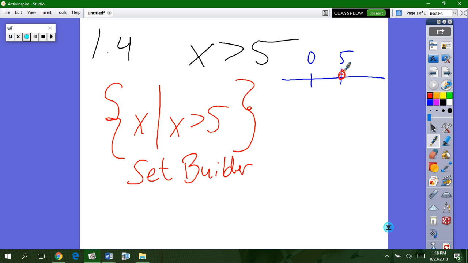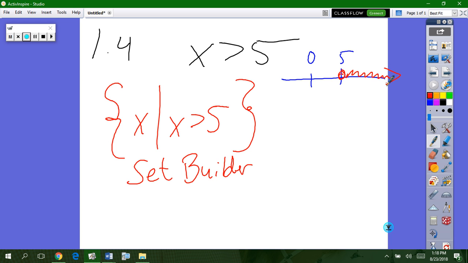Okay? Now which numbers are greater than? To the right. So I just shade that way, and I have to put an arrow. Why do I put an arrow? Because that says it keeps going. Correct? Okay. Now, when I teach, I personally like what we call interval notation.